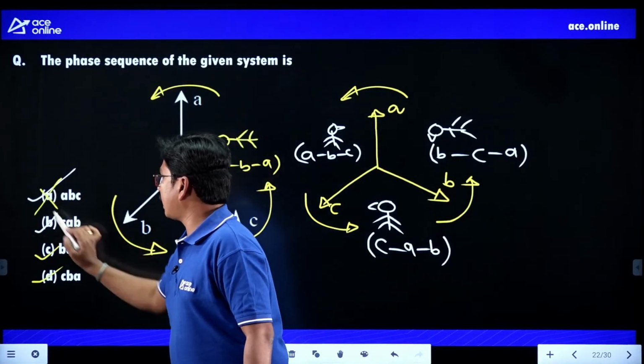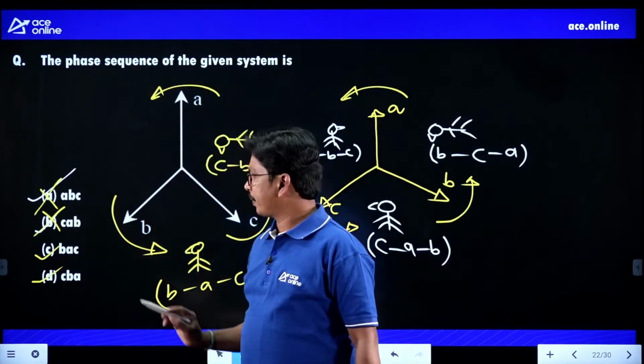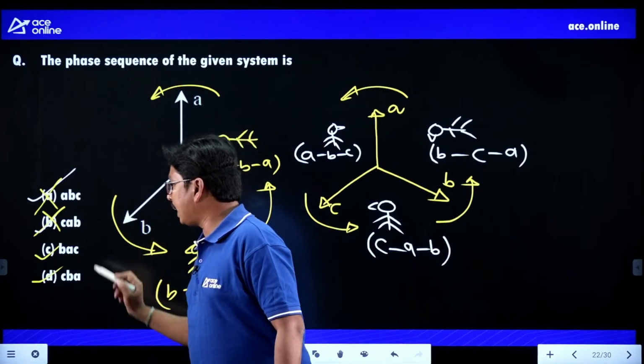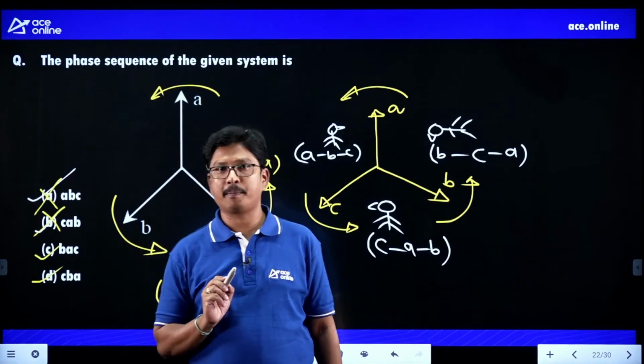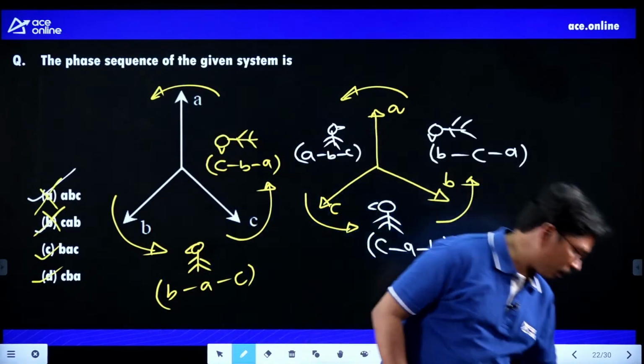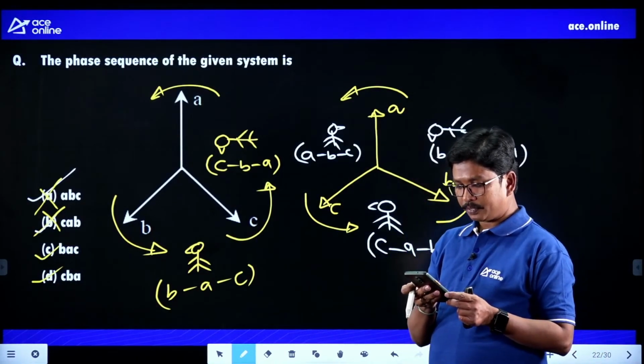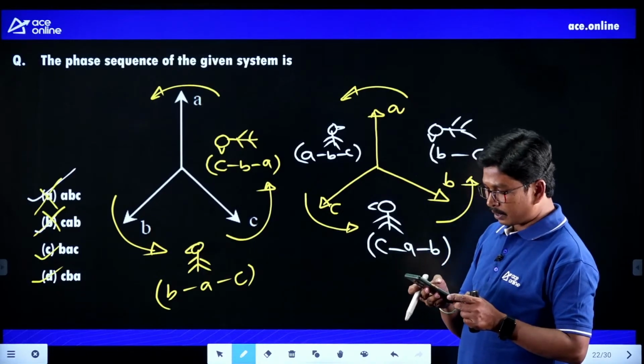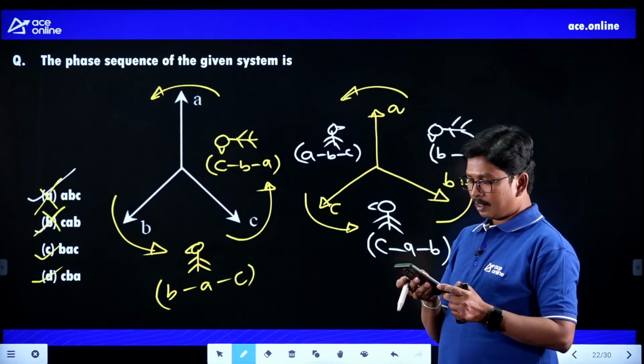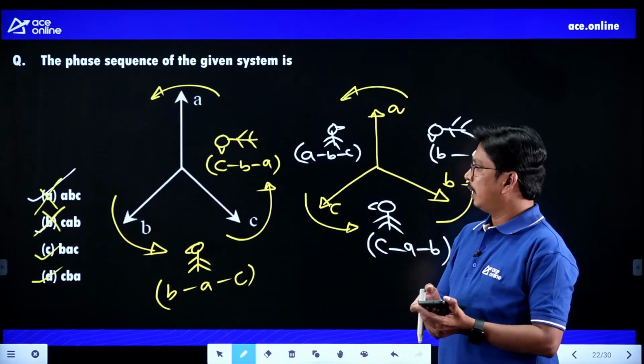So ABC is not correct, CAB is not correct. Either the answer should be BAC or the answer should be CBA. Any one can be given, but both will not be given; any one can be given based on the situation. Clear, right? So C is also correct and D is also correct here.